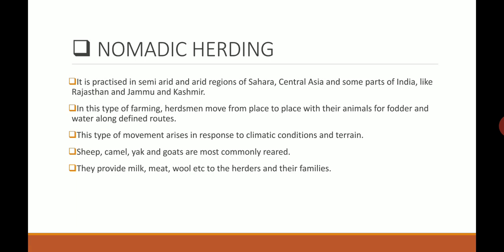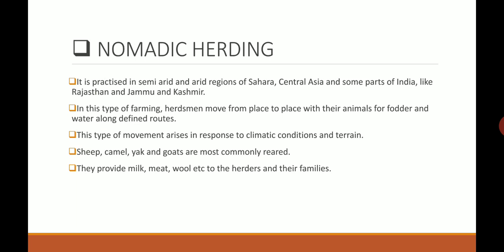What is nomadic herding? It is practiced in semi-arid and arid regions of Africa, Central Asia, and some parts of India like Rajasthan and Jammu and Kashmir. What happens in this type of farming? The herdsman moves from place to place with his family and animals in search of food and water. Why does this happen? Because of climatic conditions.